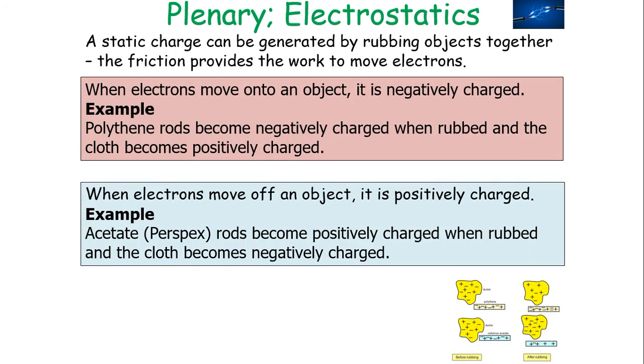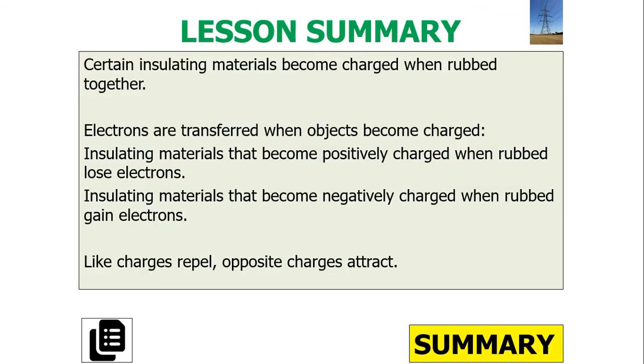So, a static charge can be generated by rubbing insulated objects together. The friction provides the work to move the electrons. So when electrons move onto an object, it is negatively charged. So polythene rods become negatively charged when rubbed, and the cloth becomes positively charged. But when electrons move off an object, it is positively charged. So acetate or perspex rods become positively charged when rubbed, and the cloth becomes negatively charged.